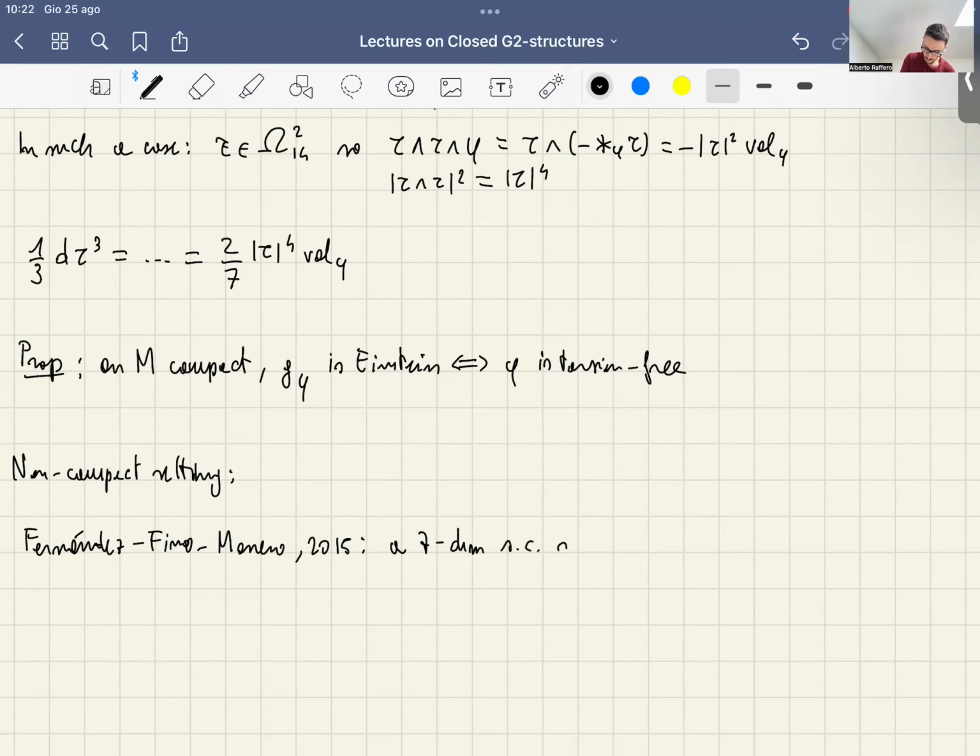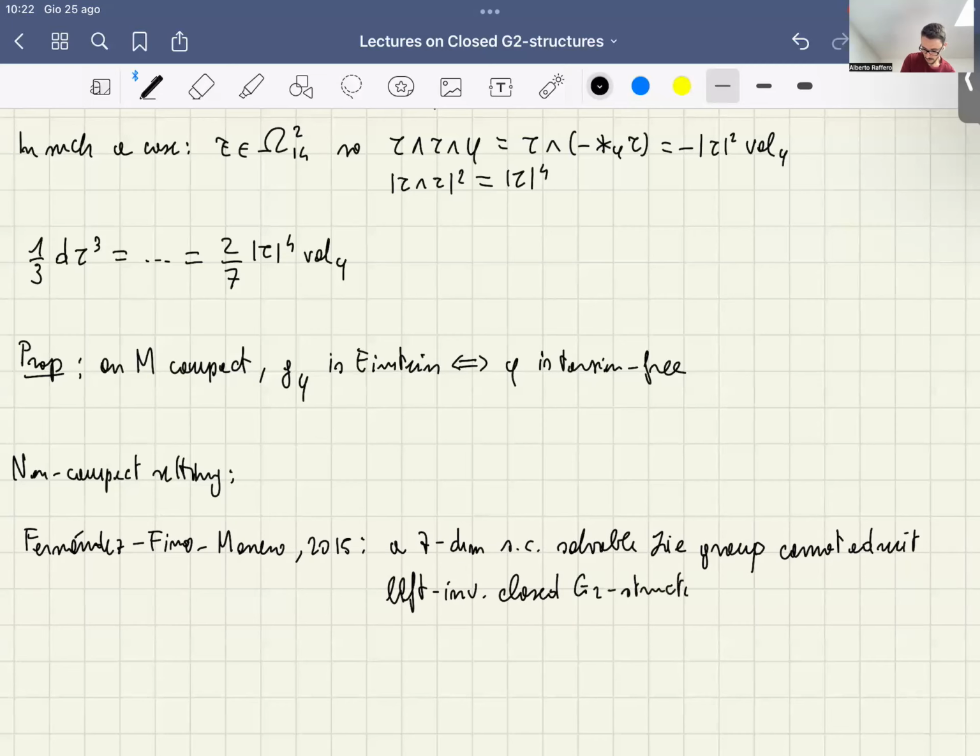So what they prove is that a 7-dimensional simply connected solvable Lie group cannot admit left invariant closed G2 structures inducing an Einstein metric, so such that g_phi is Einstein, unless phi is torsion-free.